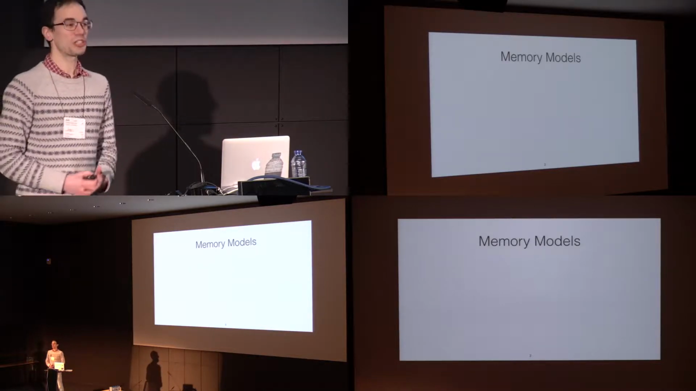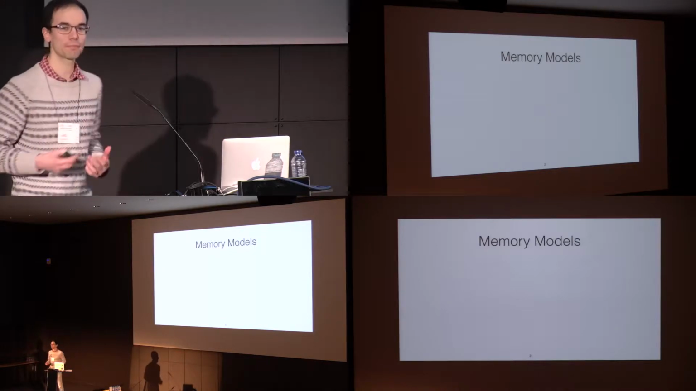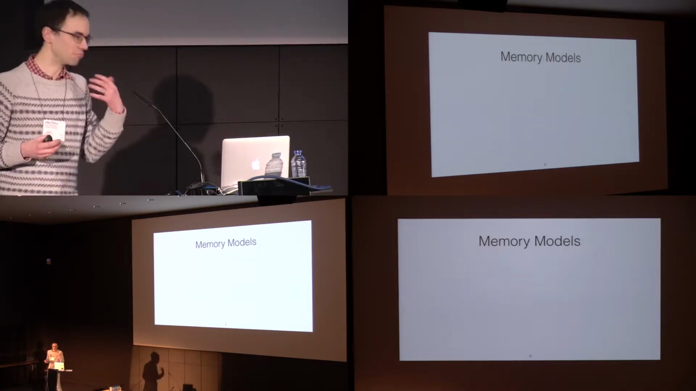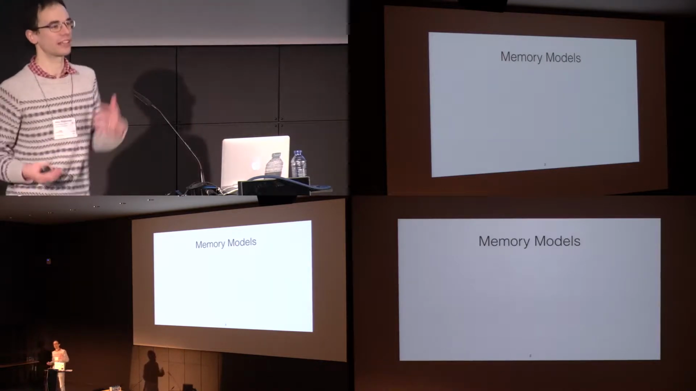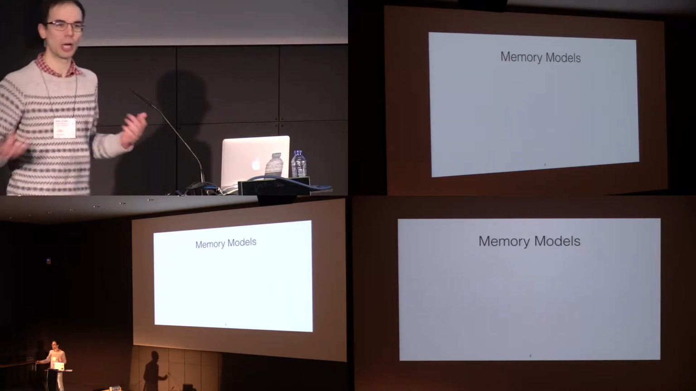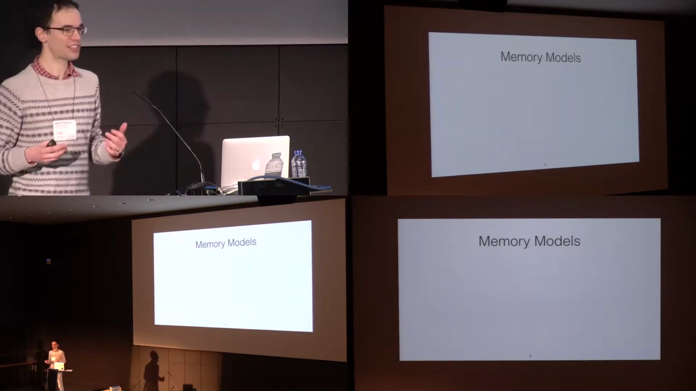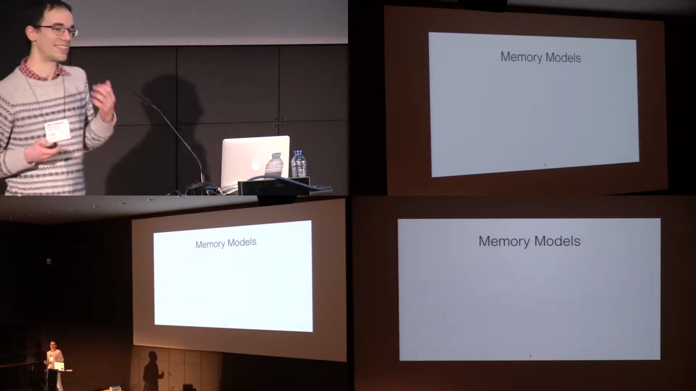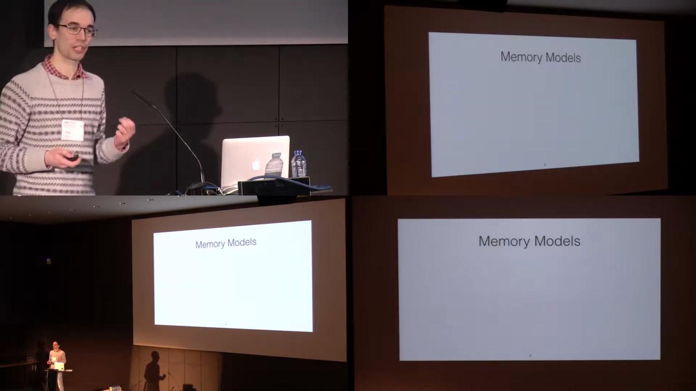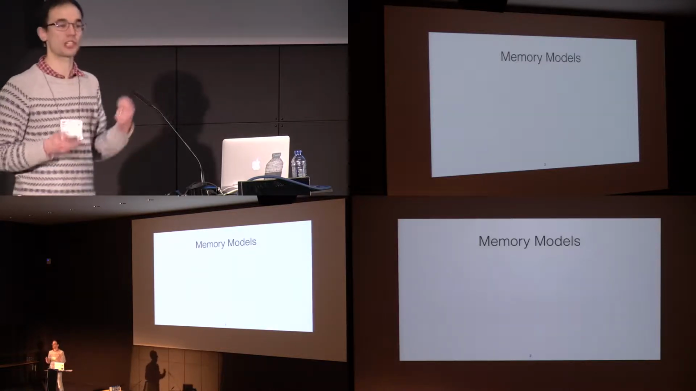Modern multiprocessors like x86, ARM, and Power, graphics processors like those by AMD or NVIDIA, and concurrent languages like C, C++, Java, OpenCL, they all allow certain memory accesses to occur out of order. And exactly which memory accesses are allowed to occur out of order is defined by the language's or the architecture's memory model.